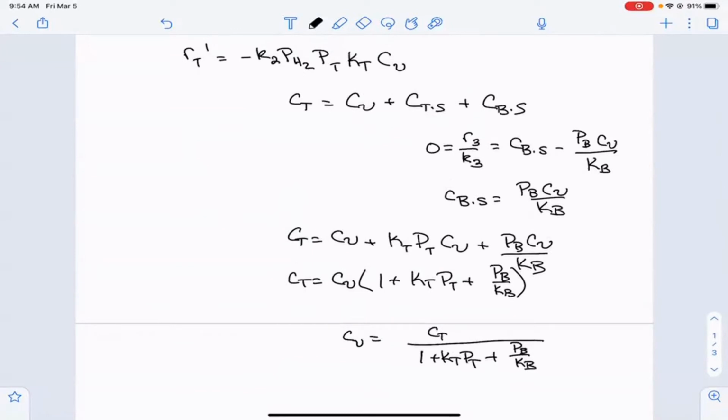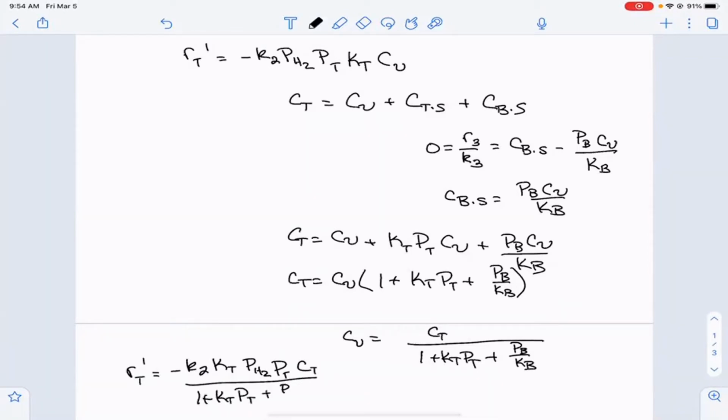And if we plug this into our rate law, we get that the rate of T prime equals minus K2 times KT times the pressure of hydrogen times the pressure of toluene times the total number of sites divided by 1 plus KT times PT plus PB over KB, okay?